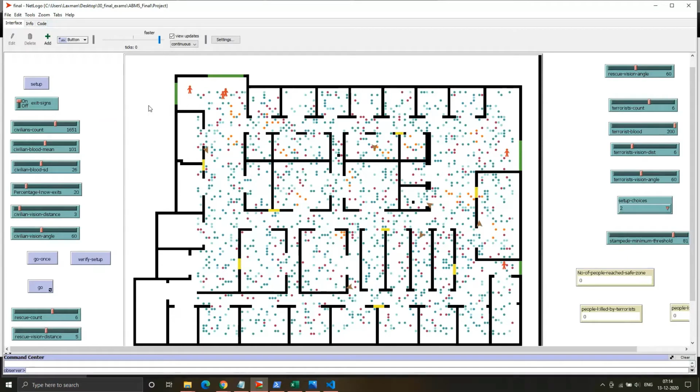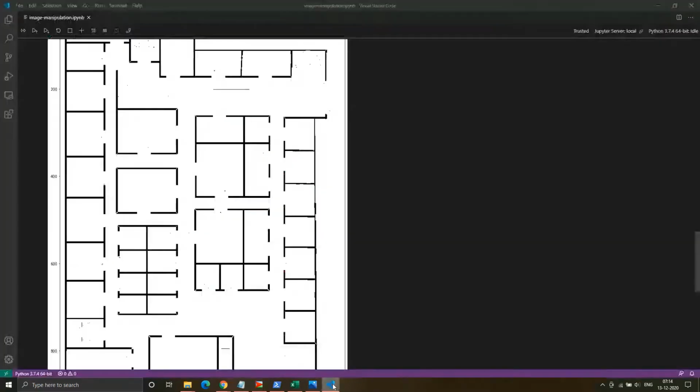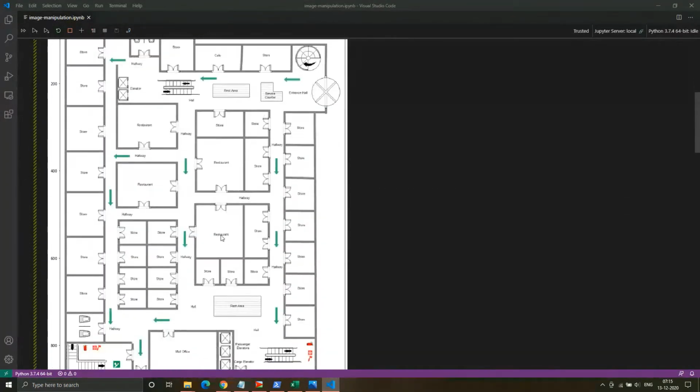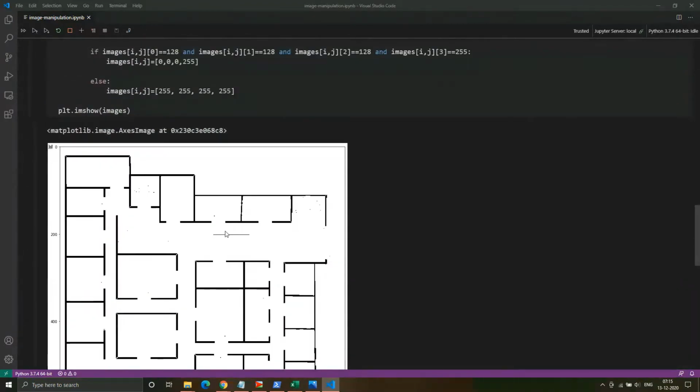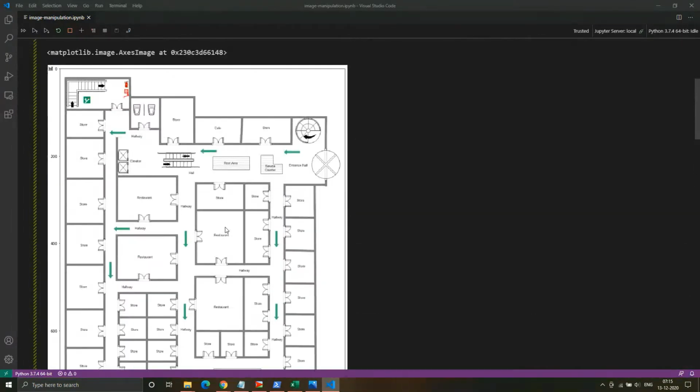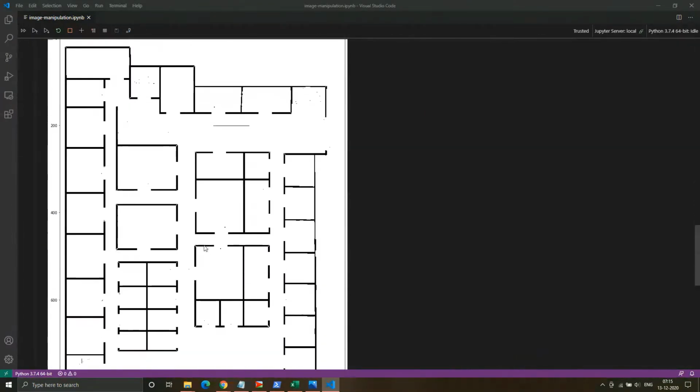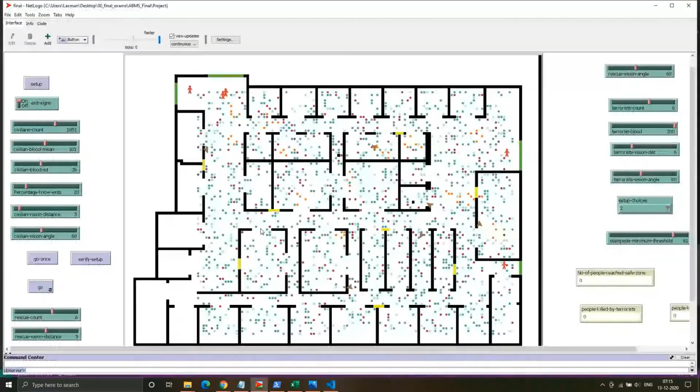We made it feasible such that any person having a blueprint of a building can simply give the picture of the building and we can replicate the same model in NetLogo. Here, with the help of Python and NetLogo tools, we converted a floor plan image into an ABMS model, and the same model we are using here. It is a floor plan of a shopping mall.